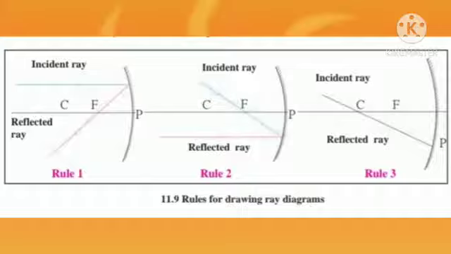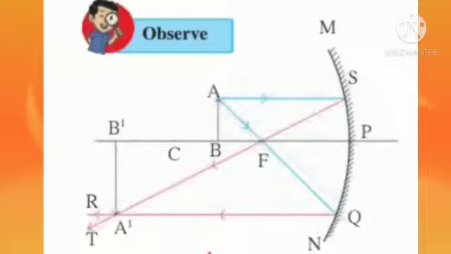Rule 1. If an incident ray is parallel to the principal axis, then the reflected ray passes through the principal focus. Rule 2. If an incident ray passes through the principal focus of the mirror, the reflected ray is parallel to the principal axis. Rule number 3. If an incident ray passes through the center of curvature of the mirror, the reflected ray traces the same path back. Let us see image formed by concave mirror.